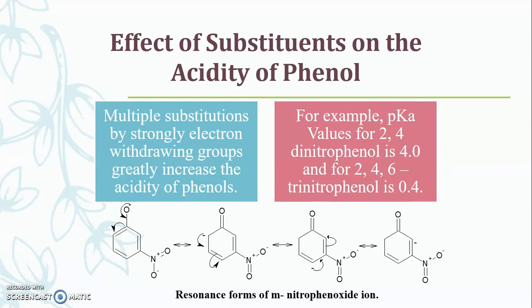Also, multiple substitution by strongly electron withdrawing groups greatly increases the acidity of the phenol. In the previous example, we have also seen that ortho-nitrophenol is less acidic as compared to 2,4-dinitrophenol. For example, here you can see the pKa value for 2,4-dinitrophenol is 4. 2,4-dinitro means two substituents are present, and compared to 2,4,6-trinitrophenol, it is 0.4. So a tremendous decrease in the acidity is observed when the substituents are fewer, while if the substituents are more, then the acidity of that particular compound is more.